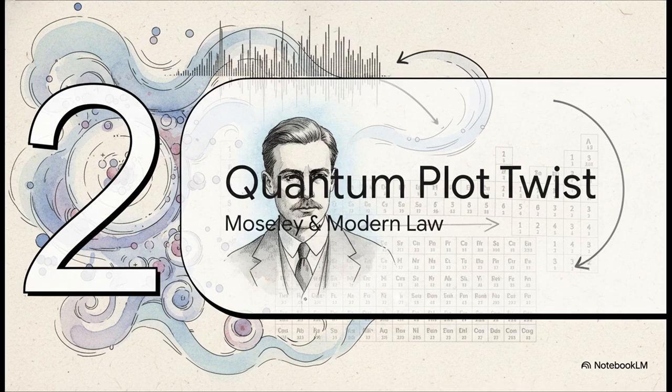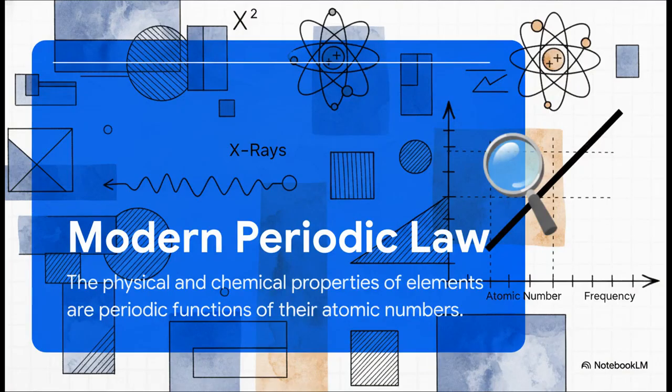Moving to Section 2, the quantum plot twist, Moseley and the modern periodic law. As we move into the 20th century, the whole narrative shifts from atomic weight to the true hidden engine of the table, atomic numbers. The absolutely crucial point here is that atomic number, meaning the number of protons and electrons, dictates an element's electronic configuration and its exact place on the map.